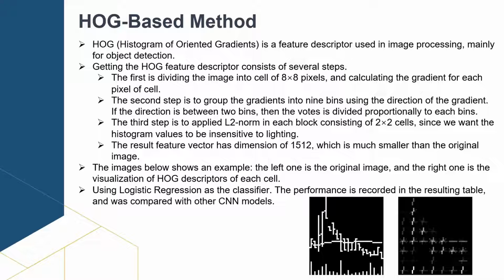The third step is to apply L2 norm in each block, consisting of 2 by 2 cells, since we want the histogram values to be insensitive to lighting. The resulting feature vector has dimension of 1512, which is much smaller than the original image. The image below shows an example. Here, the left one is the original image, and the right one is the visualization of HOG descriptors of each cell. And finally, we use logistic regression as classifier. The performance is recorded in the resulting table and was compared with other CNN models.